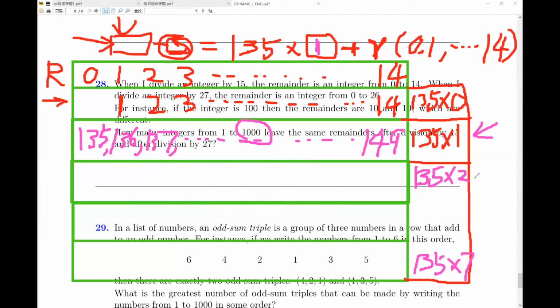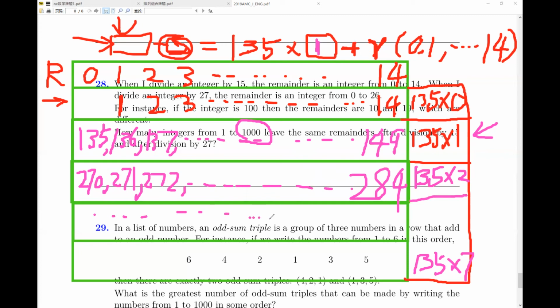We can fill in all the numbers here. So 135 times 2 plus remainder, that can be 270, 271, 272, keep going until the last one, 270 plus 14, 284. Keep going. We don't need to write down all the numbers. We just find the pattern. Pattern is most important here. If we know the pattern, then every row we know. We can fill in all the numbers, but we don't need to do that yet, because we only need the total count of these numbers, right? We don't need to write down all the details.